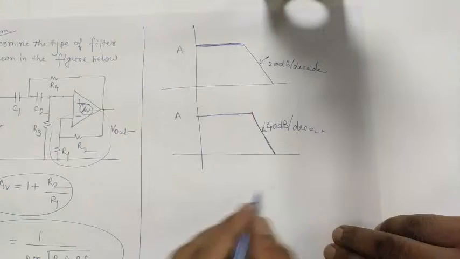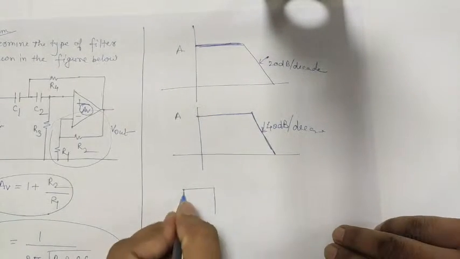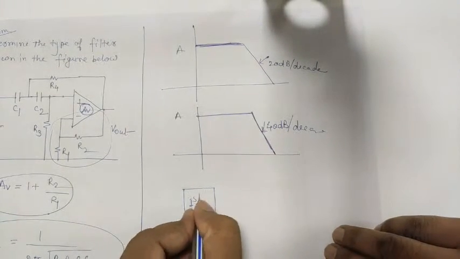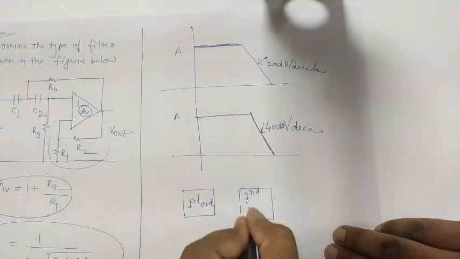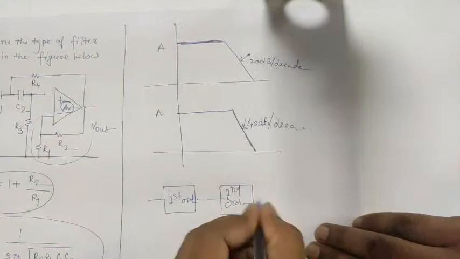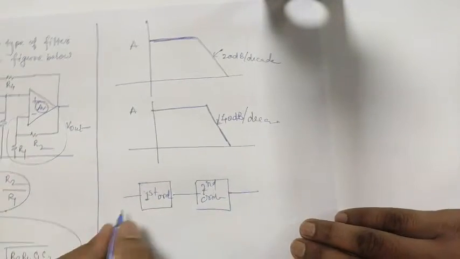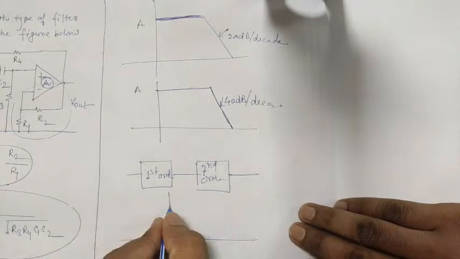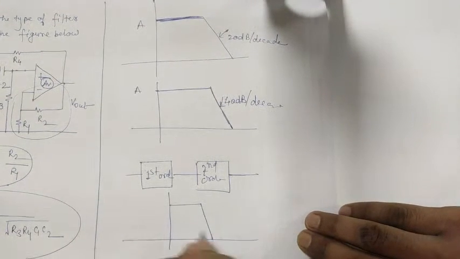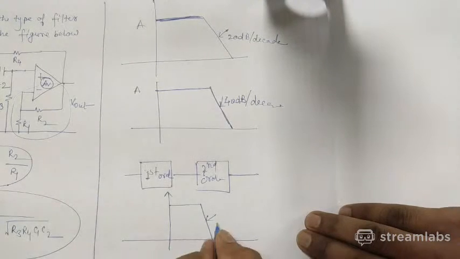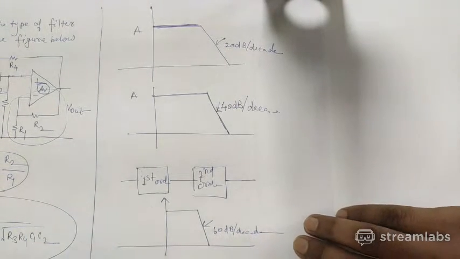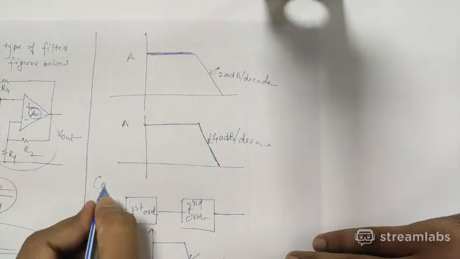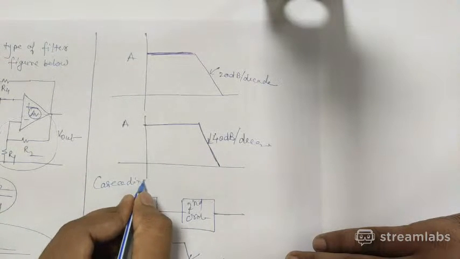So this is second order. If I connect first order circuit and the second order filter together, then the resultant will get so sharp a transition that it will be 60 dB per decade. Okay, so that's how this is the cascading of filters.